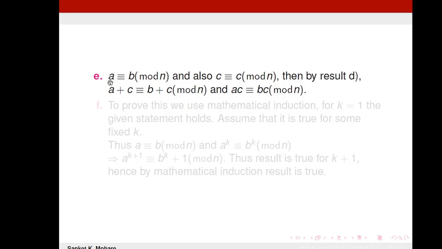Now using property D, we prove property number E. Suppose A is congruent to B modulo n, and by property A, C is congruent to C modulo n. Then by the previous result D, we have A plus C is congruent to B plus C modulo n, and AC is congruent to BC modulo n.